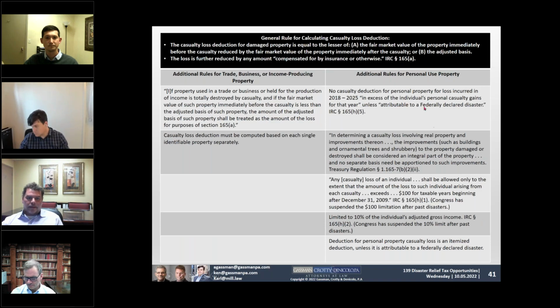All right, so now we've got one more slide, general rules for personal property versus trade and business. We talked about the trade and business rules on the left-hand side. This chart talks about some of the additional rules that apply to personal use property. One item to note is that as a general rule, you're not able to take a casualty deduction if you have anything in excess of your casualty gains, but that's not applicable to a federally declared disaster. So we don't have to worry about the first box for the personal use property because of the hurricane.